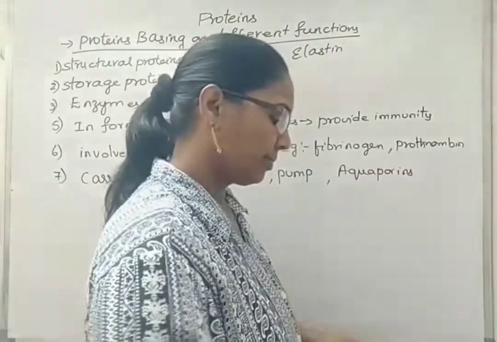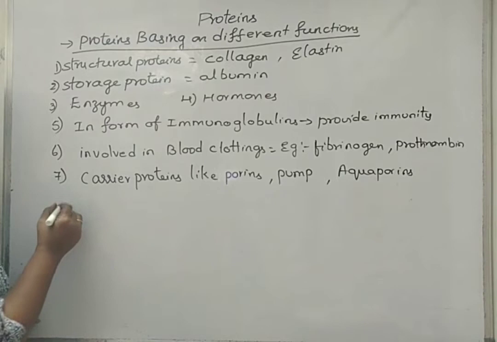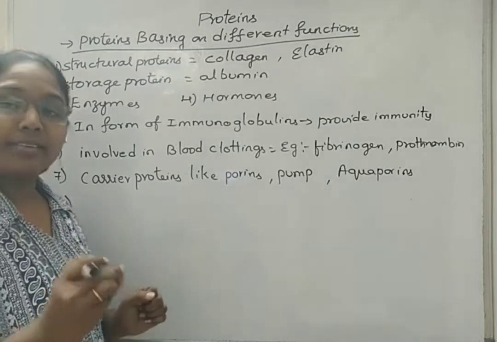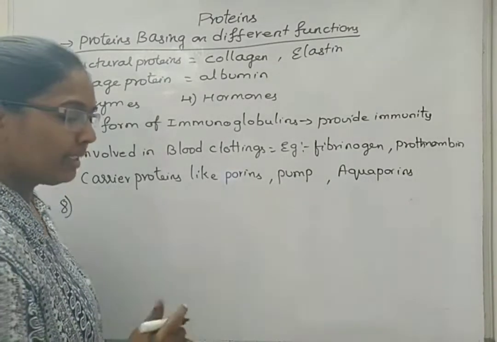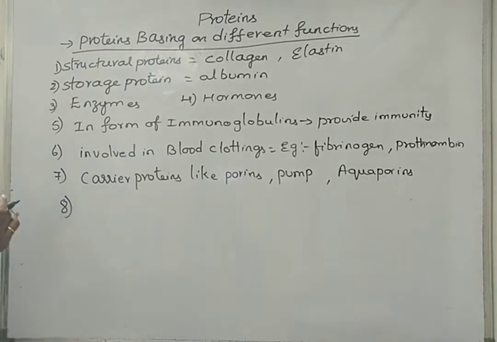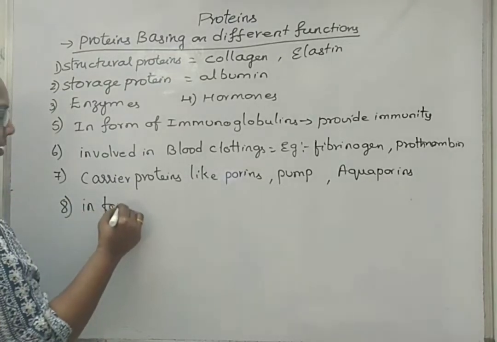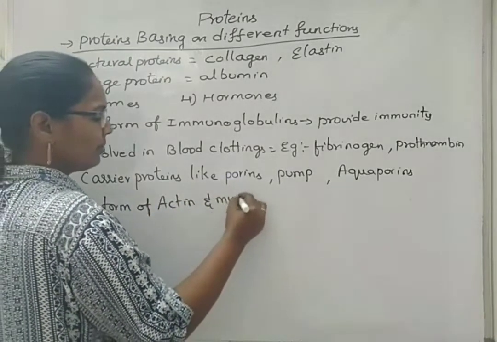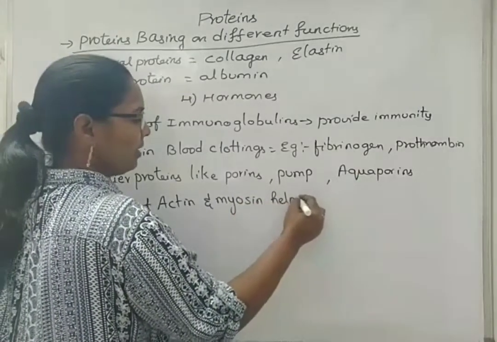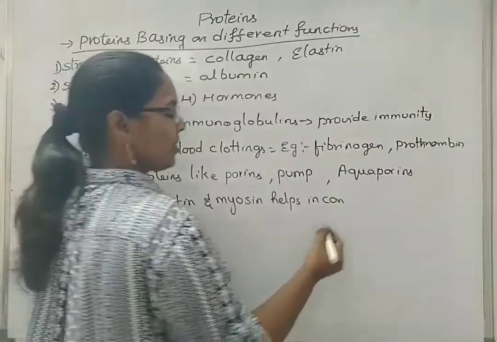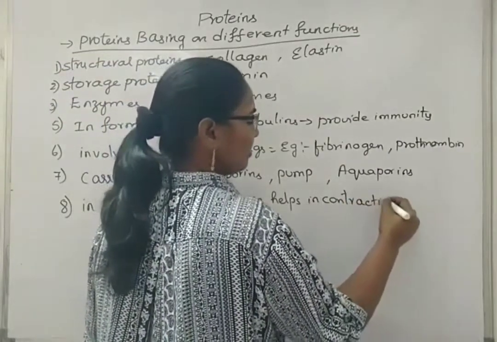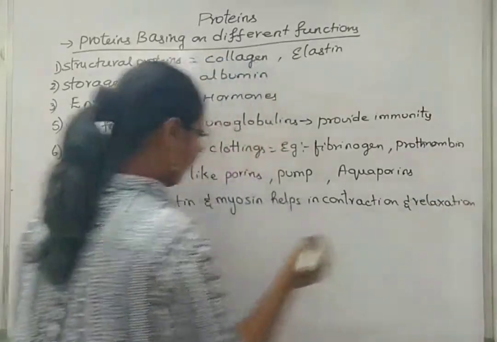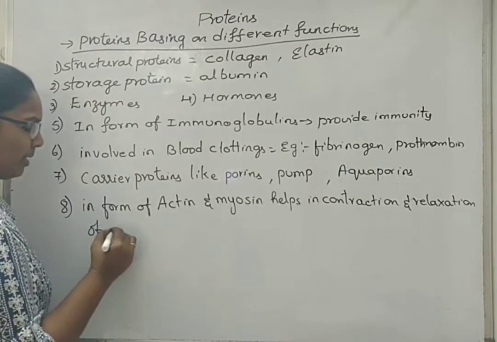Next, proteins are also used in contractions of muscles, and there the types of proteins are nothing but actin and myosin. Proteins in the form of actin and myosin help in contraction and relaxation of muscles, of animal muscles we can say.